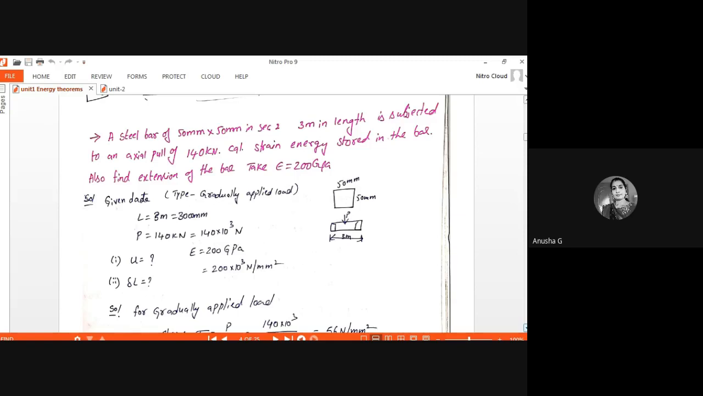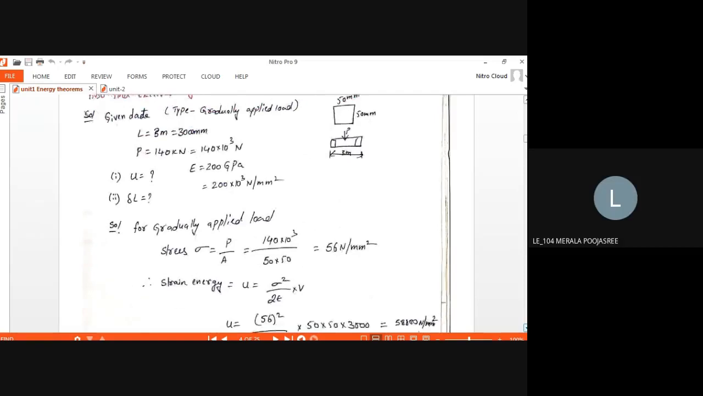Now, our solution. For a gradually applied load, write the equation for strain energy stored in the bar. For that, first you have to calculate the stress value, sigma. How to calculate sigma? Stress for a gradually applied load is P by A. P is 140 into 10 cube by area, 50 into 50. Sigma is 56 newton per mm square.